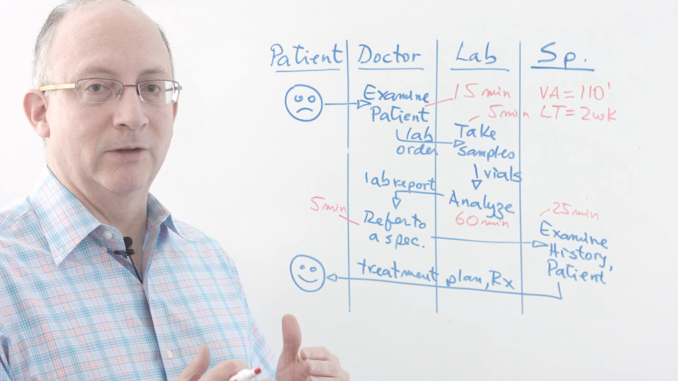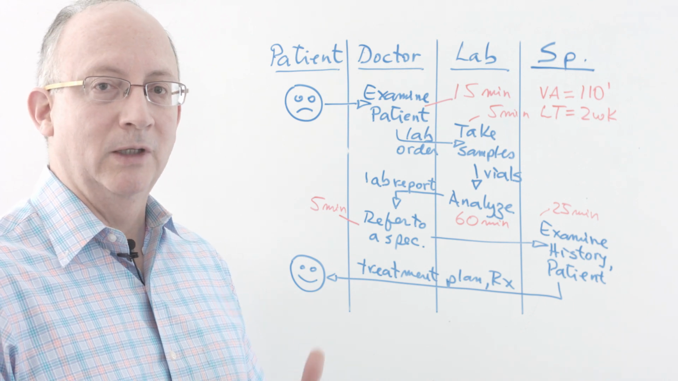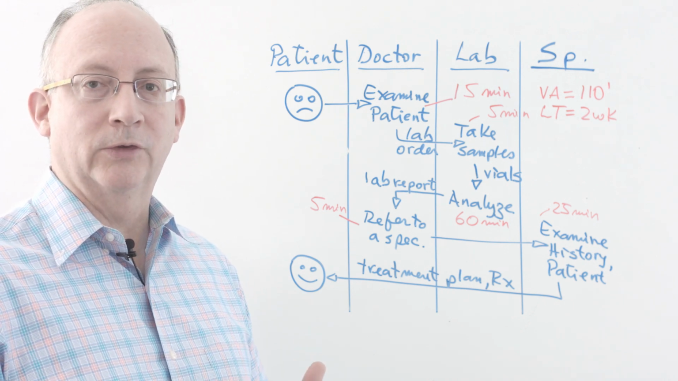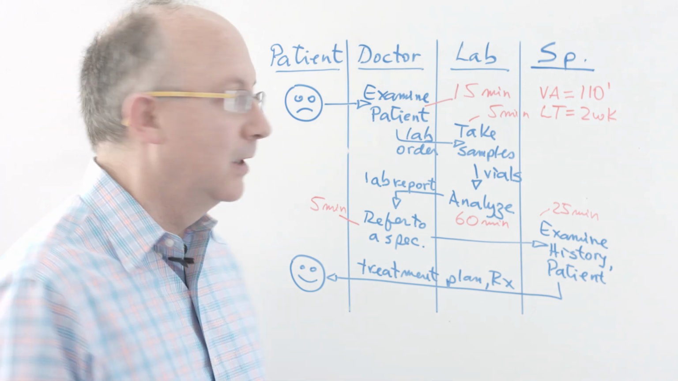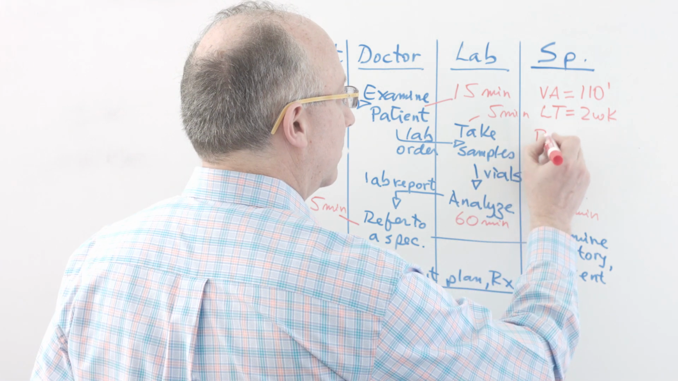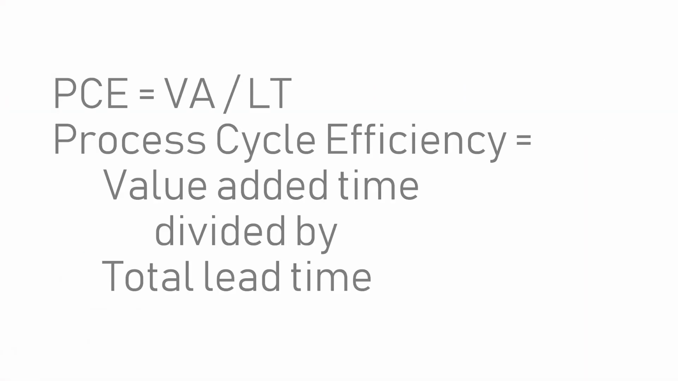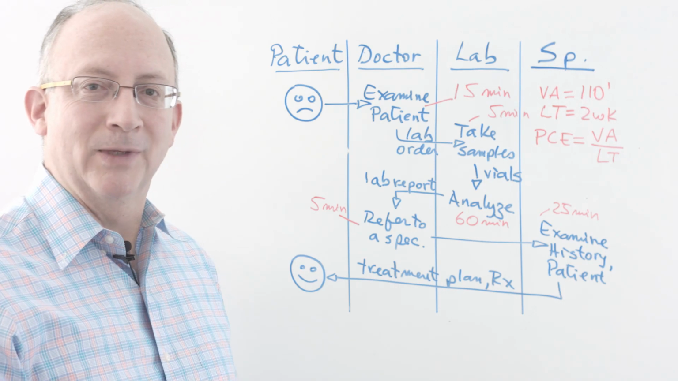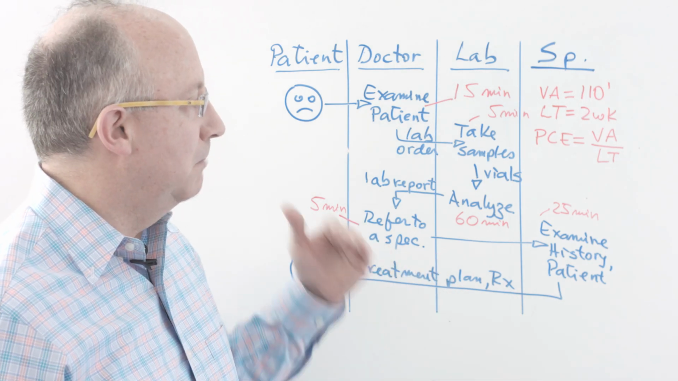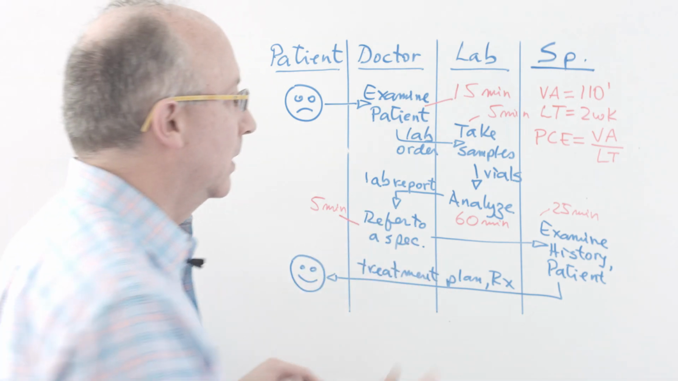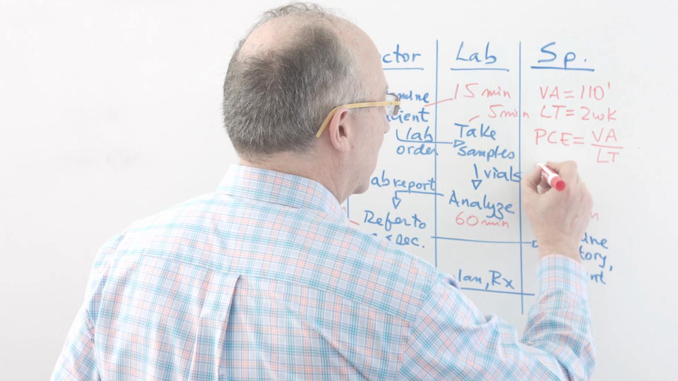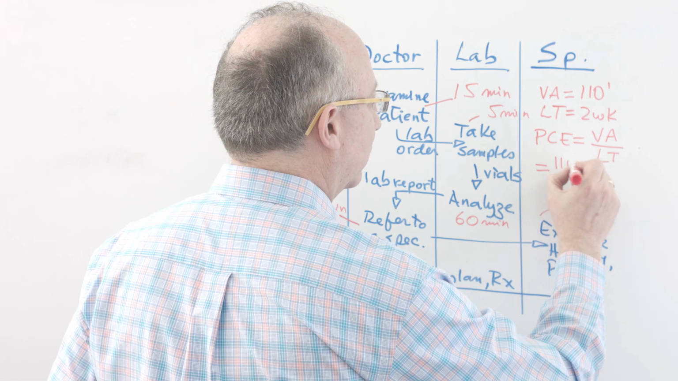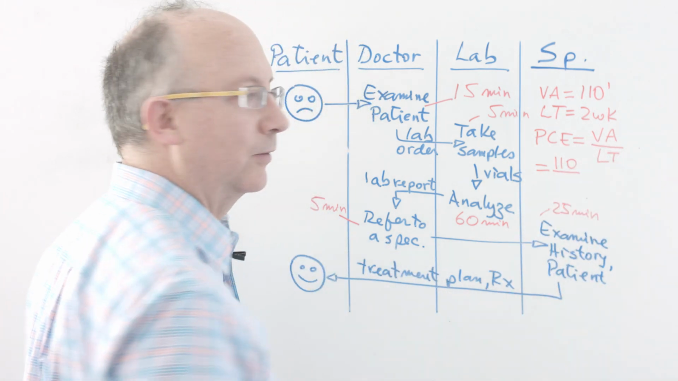So this discrepancy, or this difference, is expressed using the notion of something called process cycle efficiency. And process cycle efficiency is calculated by taking the value added time, which is what we really wanted to get, divided by the amount of time that it took us to actually get it. So we're going to have the following fraction. This process cycle efficiency is going to be equal to 110 minutes divided by the 2 weeks.